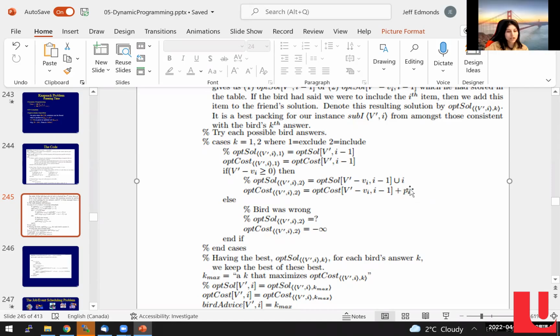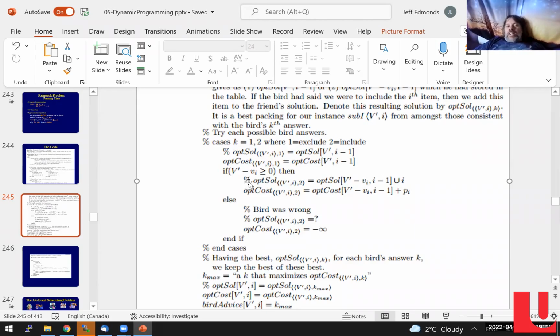Can you explain the union I again for the optimal solution? Well, here a solution is a set of objects, right? It's a set that we're taking. So the friend is giving me a set of objects from the first I-1 objects that we want to take. And I'm just adding object I to it. I could have put a plus here, a set plus an object, but I put a union because I felt it was like a set.